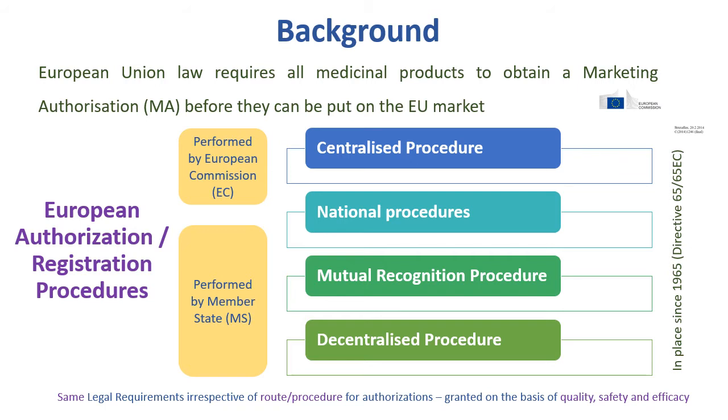So there are four different types of European authorization or registration procedures, based on where you want to sell your medicines. The first and foremost, where you can use your market authorization for all the member states, is the centralized procedure, which is performed by the European Commission. The other three are the national procedure, mutual recognition procedure, and decentralized procedure, which are performed by member states and limit your market to only the few member states for which you apply.